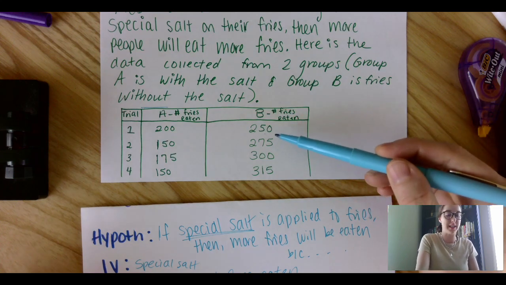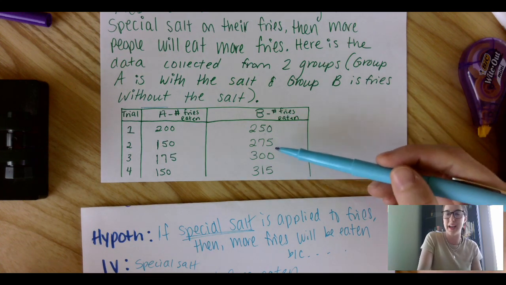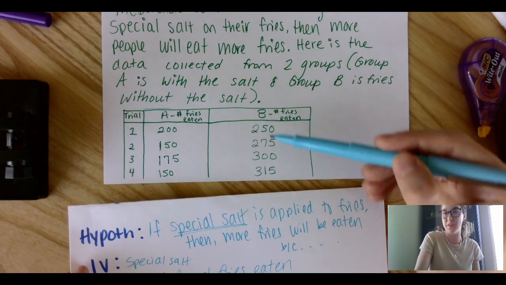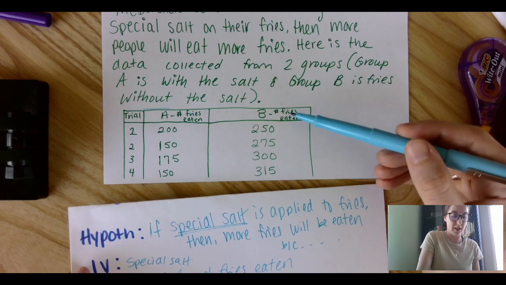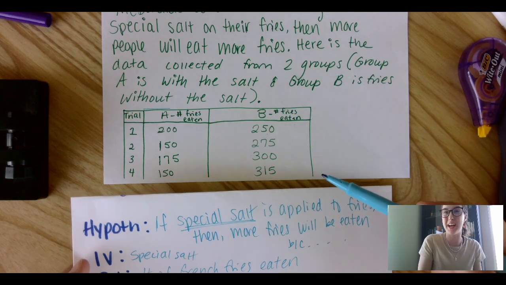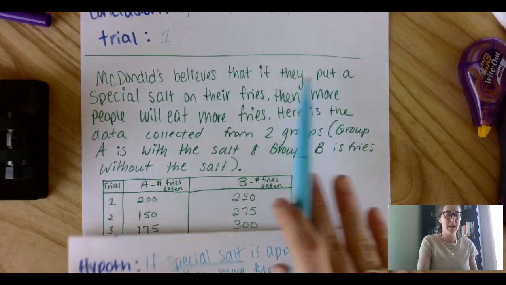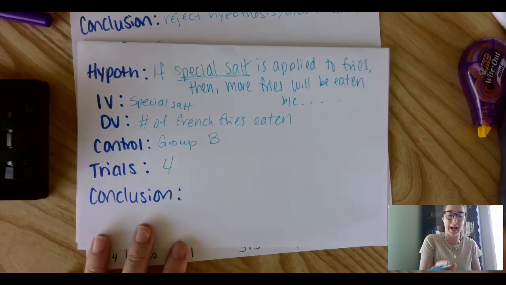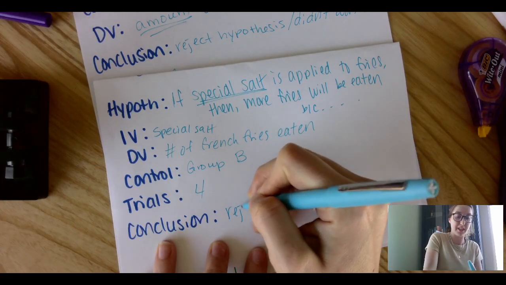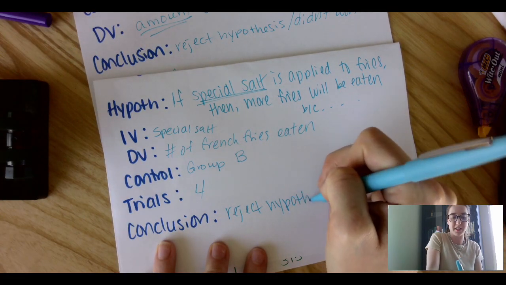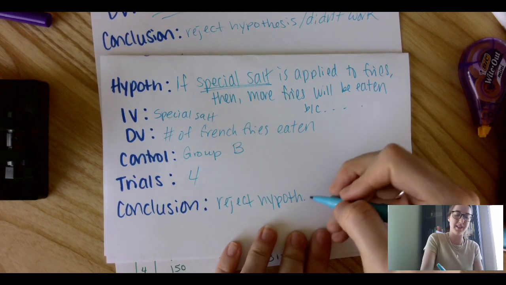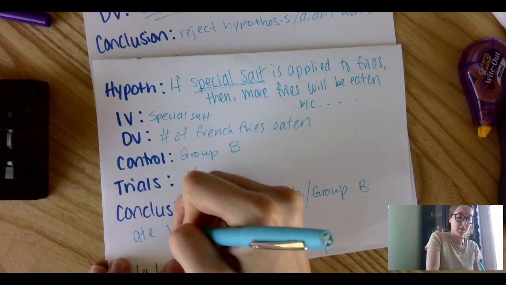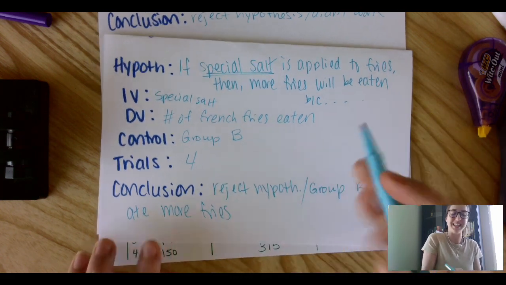But just by visuals, I can see these are all in the 200s and 300s, which is definitely higher than group A. So my conclusion would be that since group B, who did not have the salt, ate more fries, I would reject this hypothesis. McDonald's is not correct. McDonald's believed that if they put a special salt on their fries, then more people would eat more fries, but that's not what happened. So the conclusion here would be reject hypothesis. And whenever you're discussing the rejection or acceptance of a hypothesis, discuss your data. You would say that group B ate more fries, and they did not have the special salt.